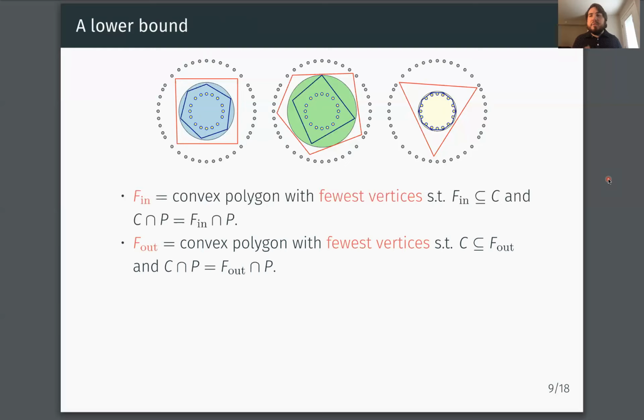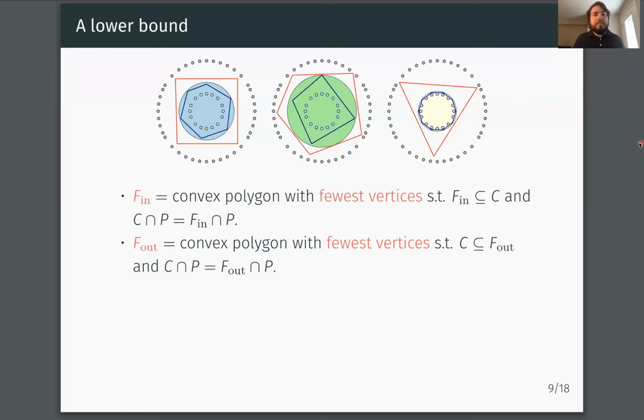Similarly, you can define the outer fence, F out, as the convex polygon with the fewest number of vertices which contains the convex body, and the set of points outside the convex body is the same as the set of points outside the outer fence. And again, in these three pictures, that is the red polygon. So once again, this is the polygon that separates the boundary of the convex body from the points outside the convex body.